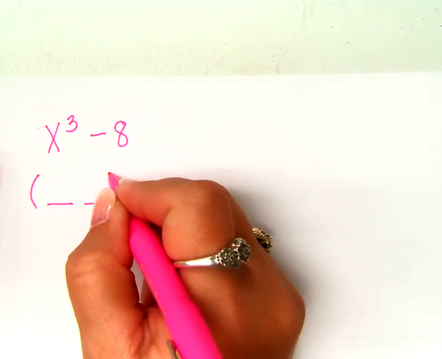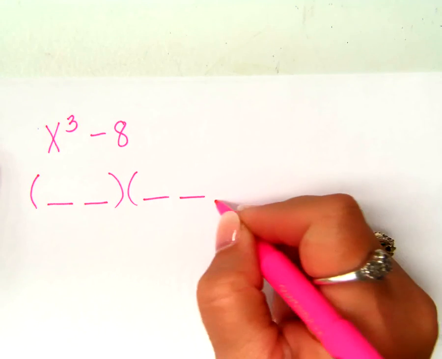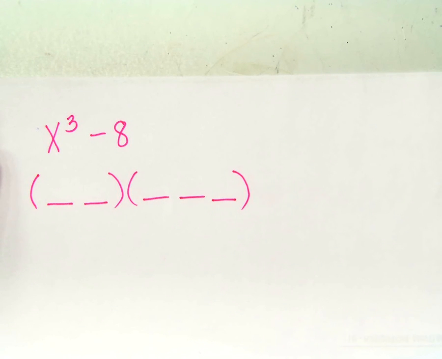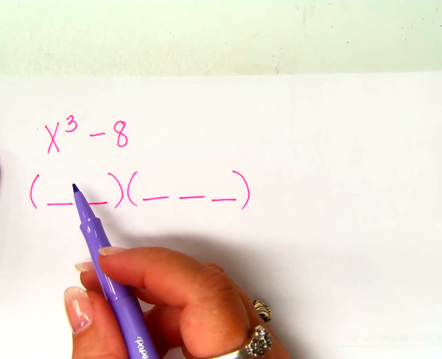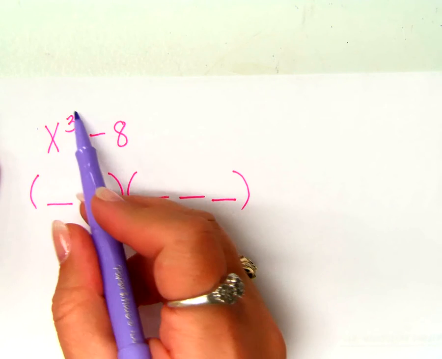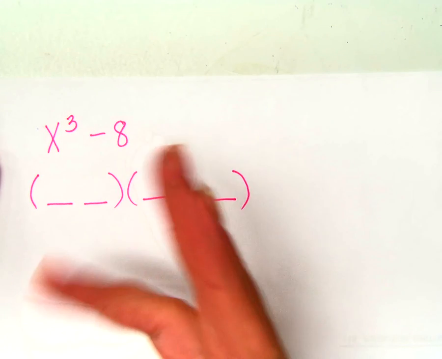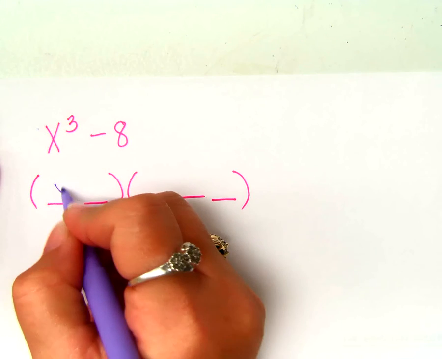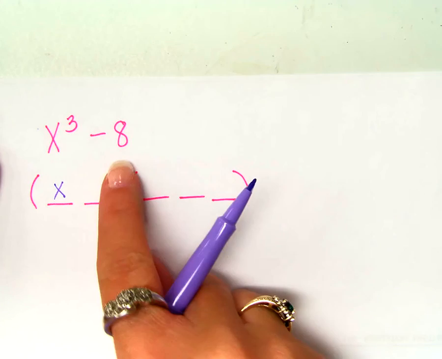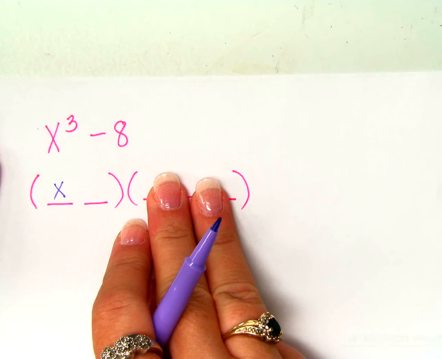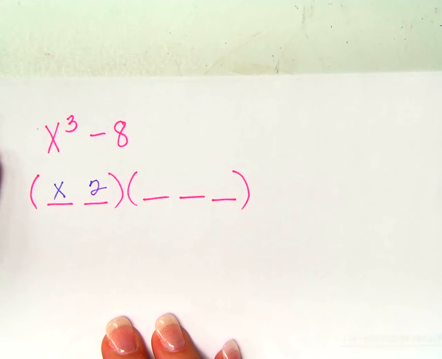You get a binomial and a trinomial. Dun dun dun. What's trinomial mean? 3 terms. Okay? All right, you ready to fill in our binomial? Let's fill in the binomial first. And I think you already know what goes in there because you already answered my questions, right? What's the cube root of x cubed? What times itself equals x cubed? X. That goes right there. What times itself equals 8? 2. That goes right there.